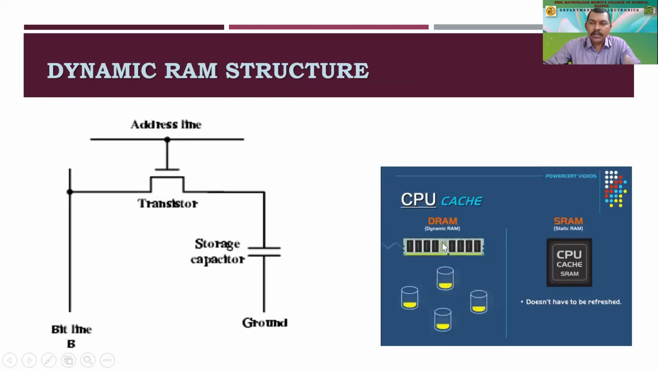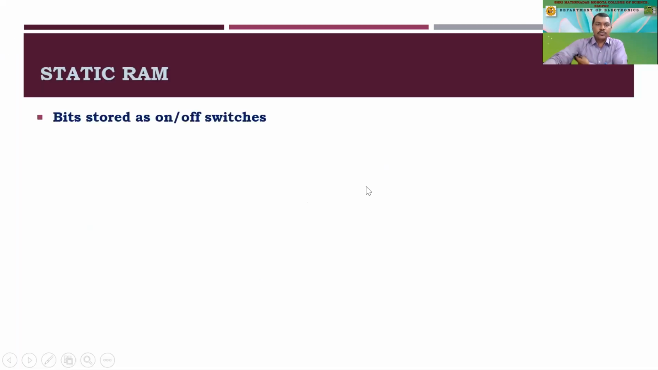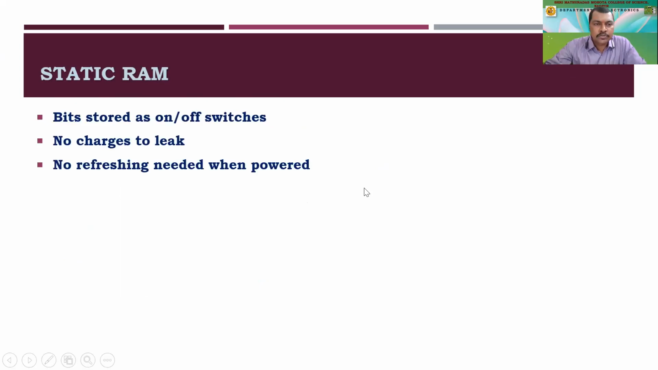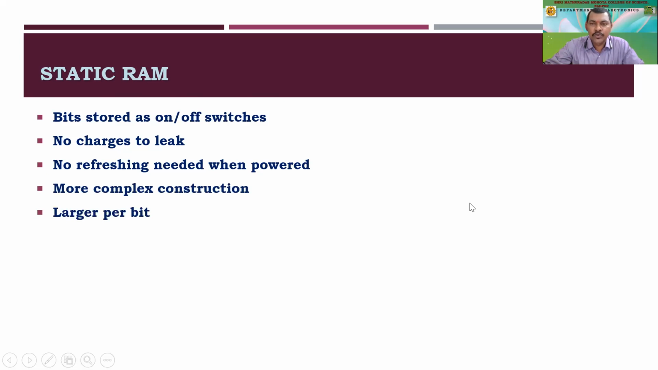It leaks the voltage, so we have to refresh it at equal intervals, and we require a refreshing circuit too. Whereas in SRAM, it is not required to be refreshed, right? So we just call it the main memory, and this is the cache. Okay, so we'll start with static RAM. We have also studied this. These bits are stored as on or off switches, right? Remember, there are no charges to leak, no refreshing needed while powered, but a more complex construction. The construction is very, very complex. You'll just know that.